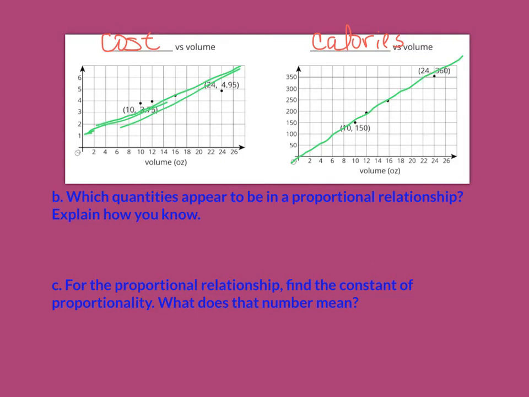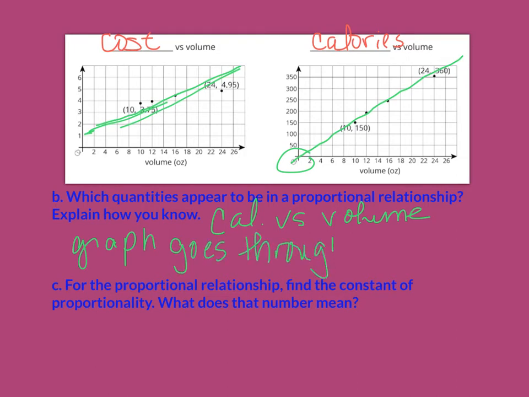So the answer here would be calories versus volume. How do we know? Well, simply, it goes through the origin. So the graph goes through the origin.